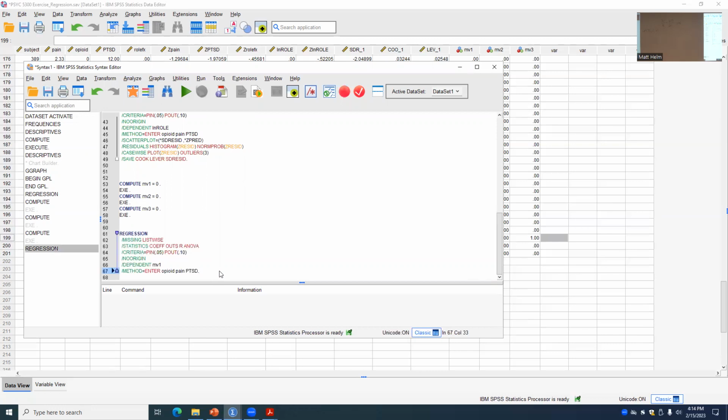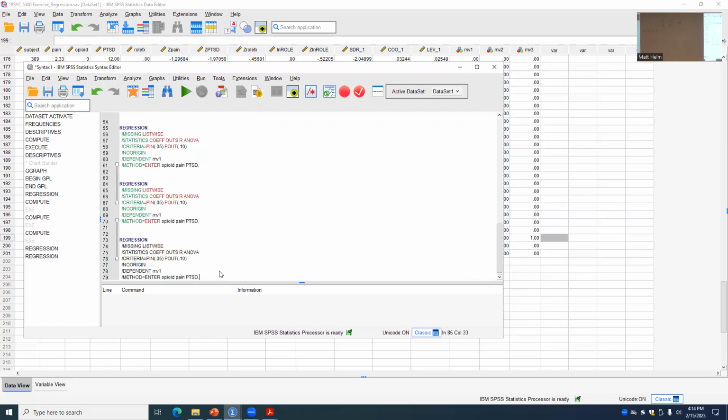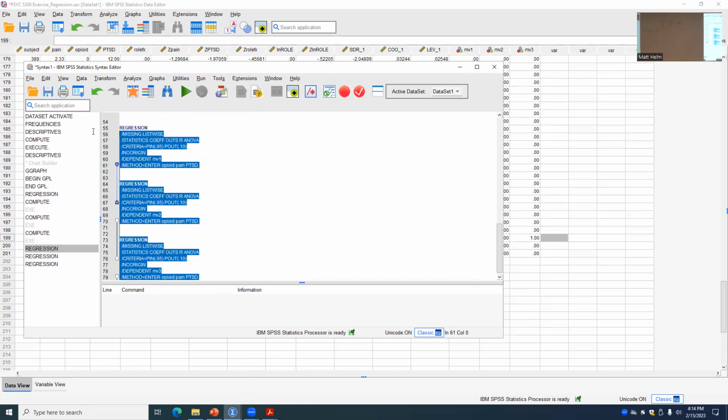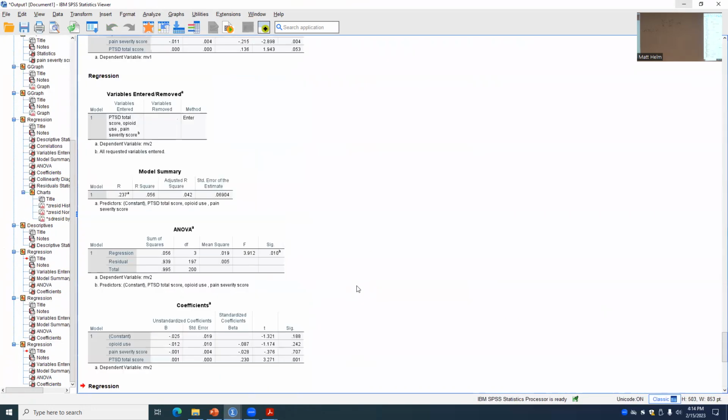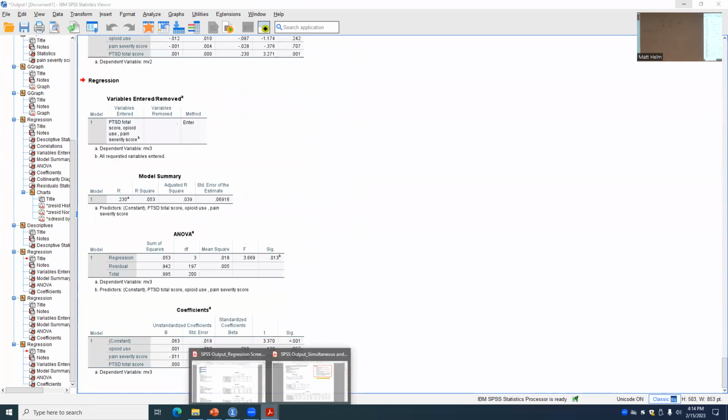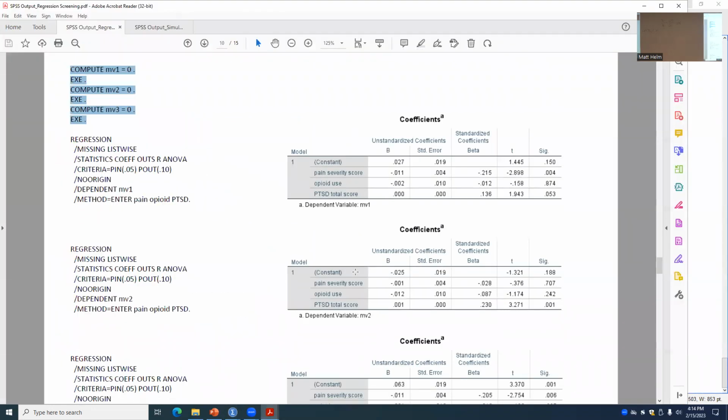I'm going to copy that. And then I'm going to use that to predict MV2 and also MV3. Okay. Just going to go through and run all 3 of these. It's going to give me the sort of models for each one of these. I'll go back to the sheet just to kind of simplify things.